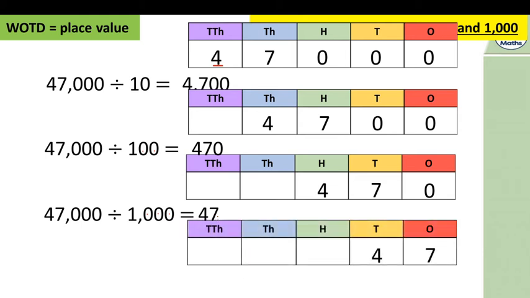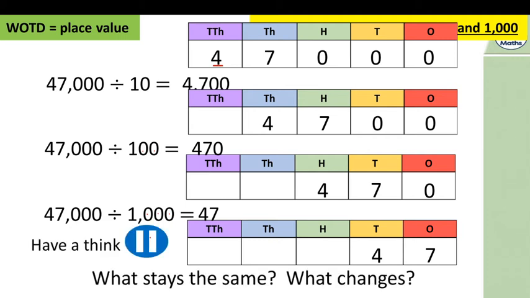So let's just visualize that. We've got a 4 up here, which is from our starting number, 47,000. And it moves over 1, 2, 3 to the 10s. Our 7 is going to move over 1, 2, 3 to the 1s. The 0s just go, because we don't need to represent them after the decimal point, so you don't need to worry about those. So the answer is 47. Right, let's move on.